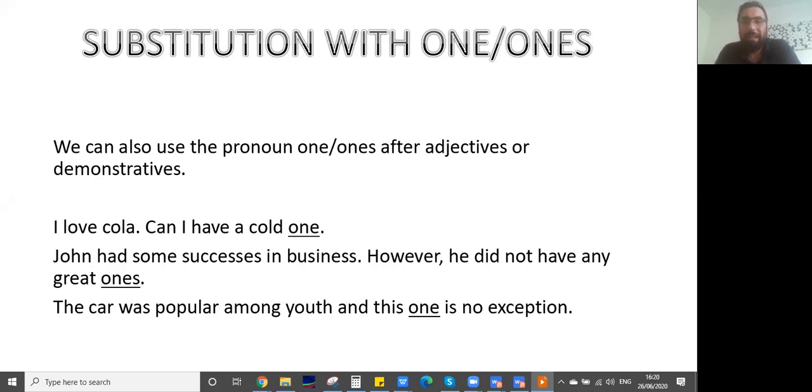Okay. Yeah. So of course it helps us to avoid unnecessary repetition. So instead of saying I love cola, can I have a cold cola, it would be a lot more efficient and less repetitive using one or ones. The car was popular among youth, and this one is no exception. So what's one referring to here? Yes, definitely we're using one to refer to a car. Okay, excellent.